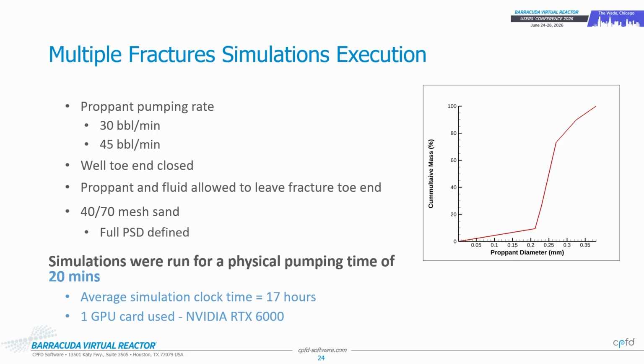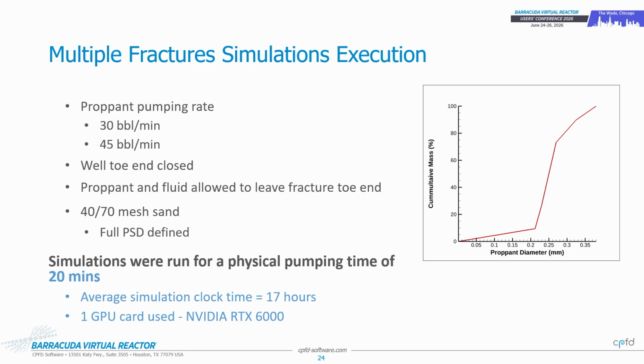Okay, all right, again, we have a PSD of the proppant that we're pumping in. We are going to test 2 different cases down here: 30 barrels per minute and 45 barrels per minute. The well toe end is closed. What you're saying is your fracture has tapered off well enough that, at that point, essentially only liquid can leave, not necessarily any particles. So that's what I mean by the well toe end is closed. Sorry, my mistake. The proppant fractures are open, but the toe end of the well is closed, and I'll show that in a second here.